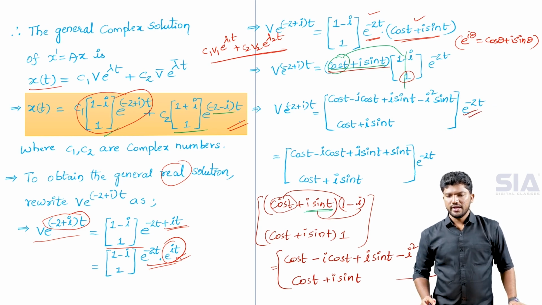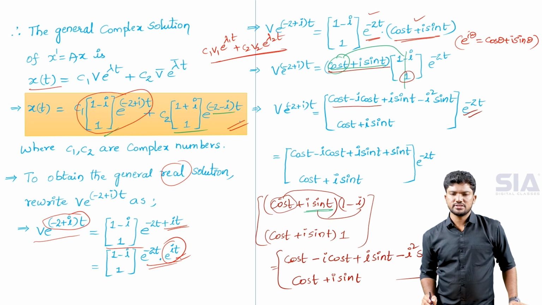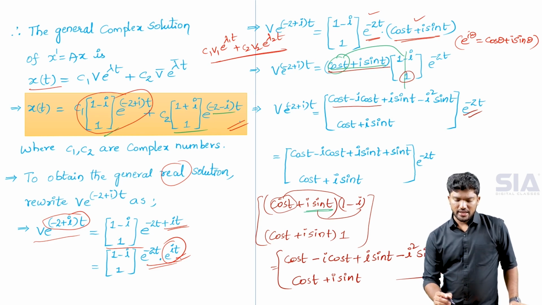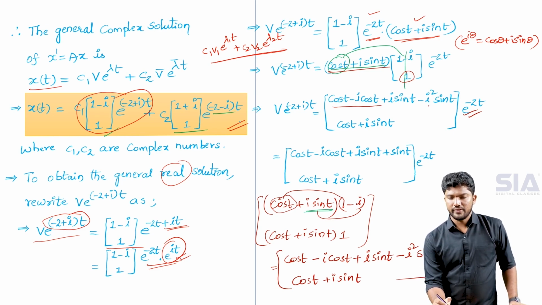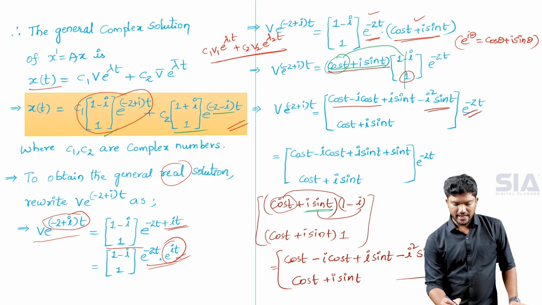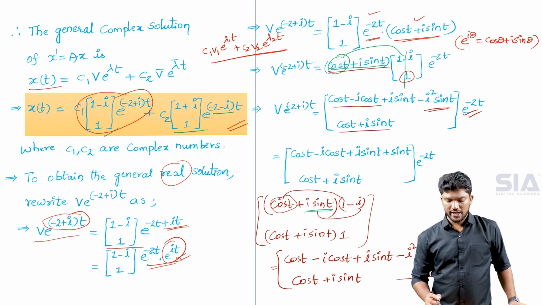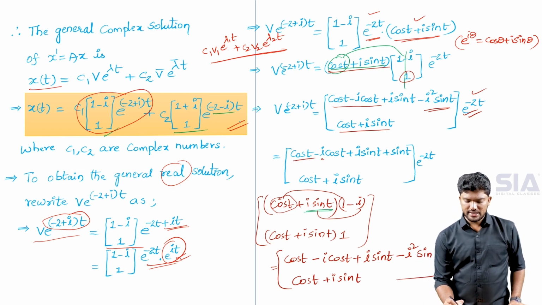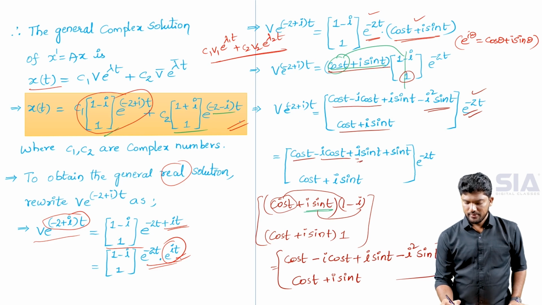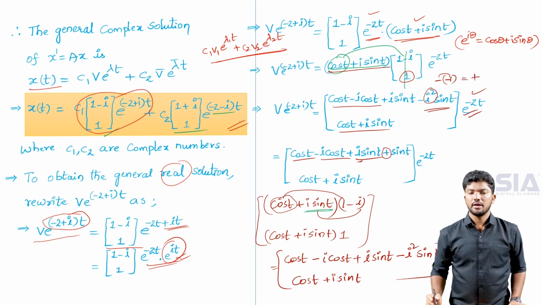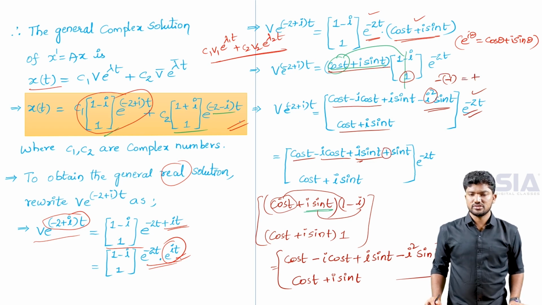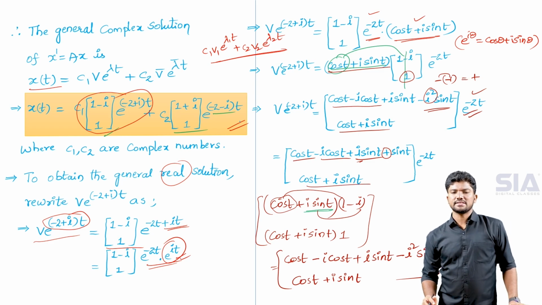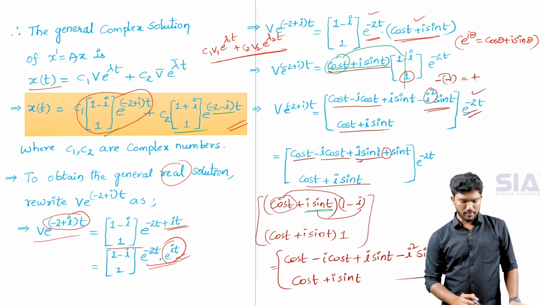This value. So clearly cos t minus i cos t plus i sin t plus here i into i square sin t. The second row is cos t plus i sin t into exponential power minus 2t. Now simplify again. So cos t minus i cos t plus i sin t. i square is nothing but minus 1, and already minus is there. So minus into minus you will get plus, so therefore plus sin t. And the second row is cos t plus i sin t into exponential power minus 2t.